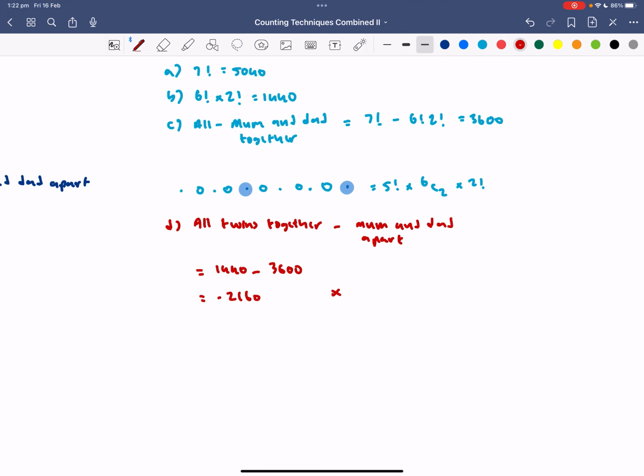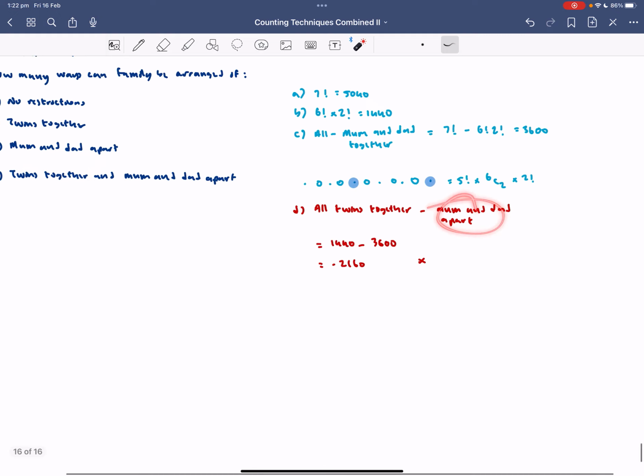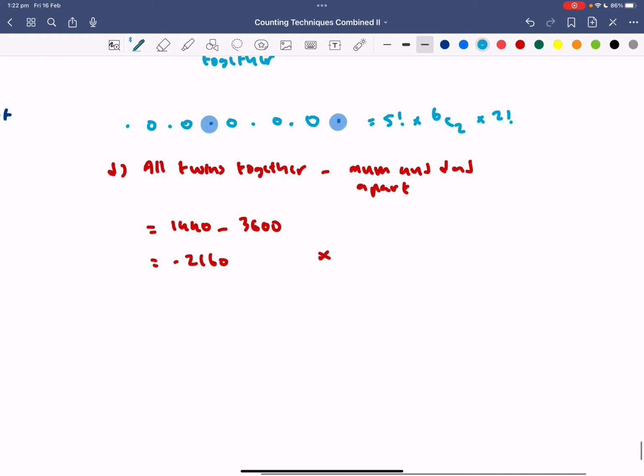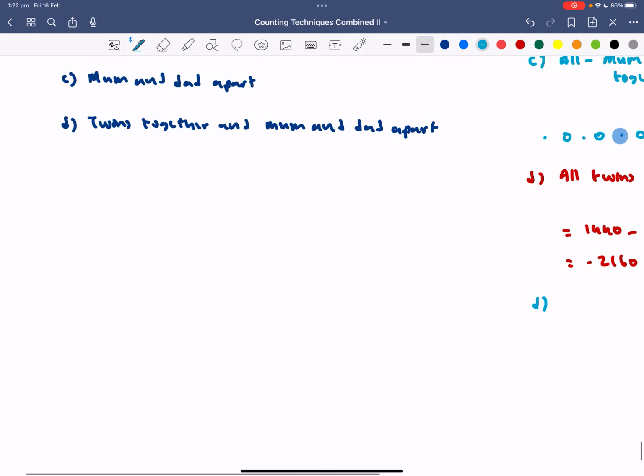So then how are you meant to do it? It seems to make sense. We did all the ones where the twins are together, minus away the ones where the mum and dad are apart, and it gave us a negative answer. And this question has come up a few times. So what you need to recognize is you're meant to do it like this. And our flowchart will really help you. So I'll show you how a flowchart will help you.